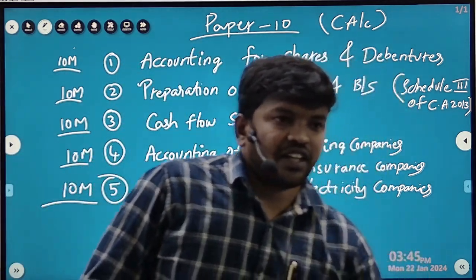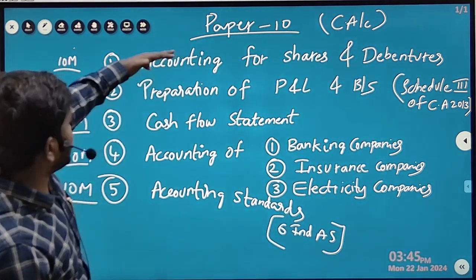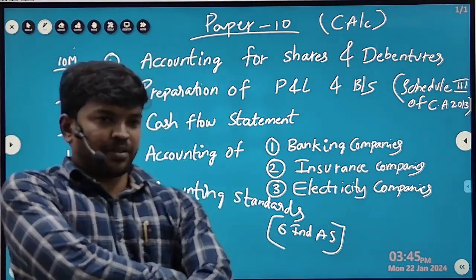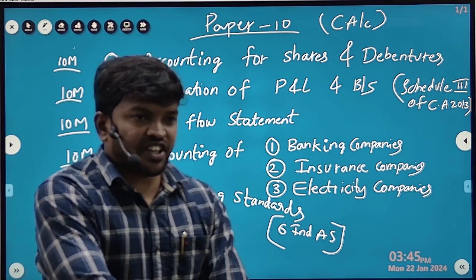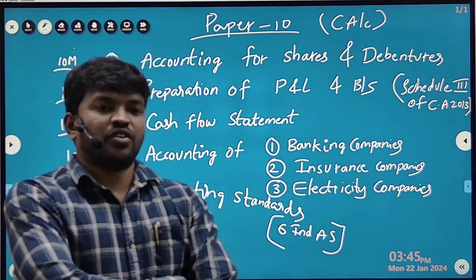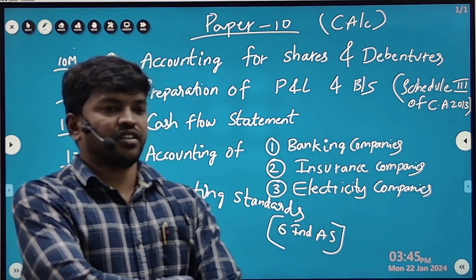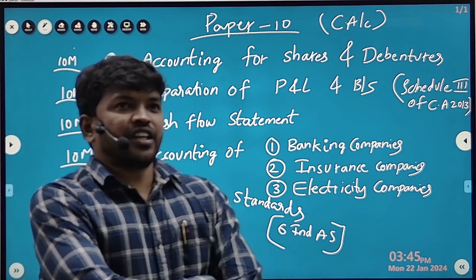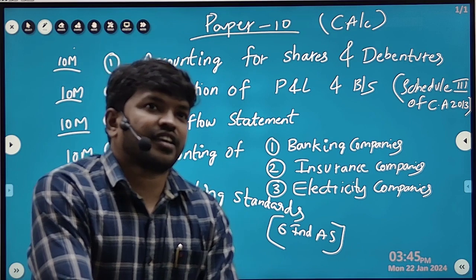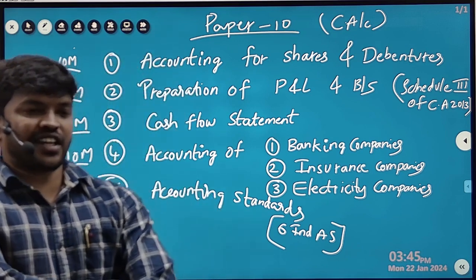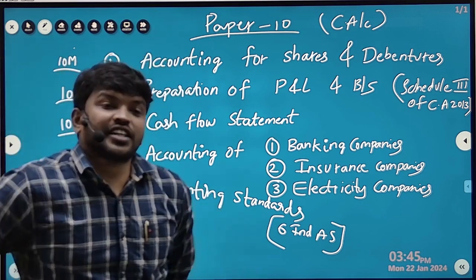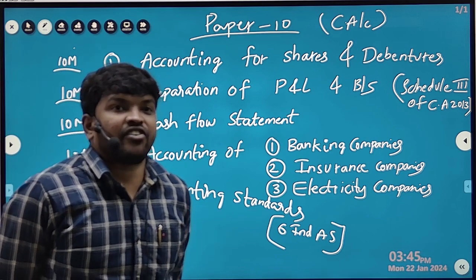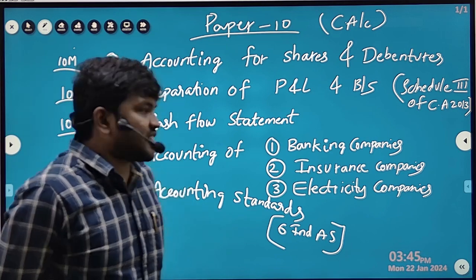I am repeating once again. First chapter is accounting for shares and debentures. So what do we have in this chapter? Accounting of shares. Sir, what are the shares? What are different types of shares? Anyone? Equity? Yes. Ruchita, Ashwin, Abhilash also correct. Equity shares and preference shares. Very good.